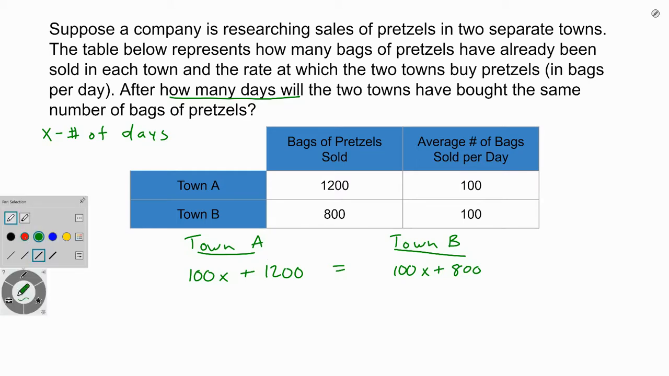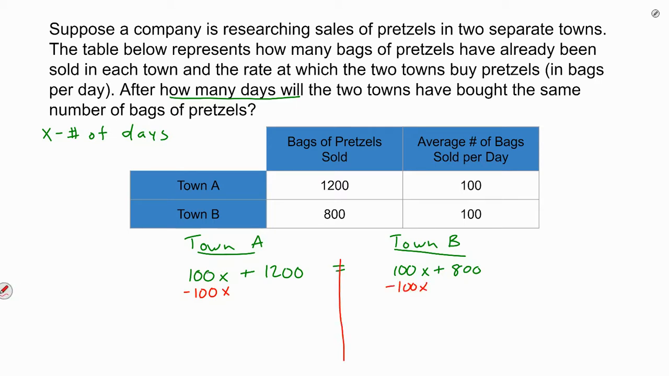Let me change colors here. I'm going to go ahead and move this 100x. So I'm going to subtract 100x from both sides. And well, when I do that, I know 100x take away 100x is 0. Those cancel out. So it's 0 plus 1,200 equals, well, same thing over here. 100x minus 100x is 0 plus 800. Well, we know that 0 plus anything is just itself, so I get 1,200 equals 800.